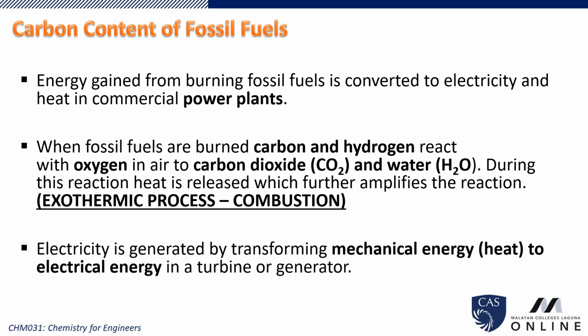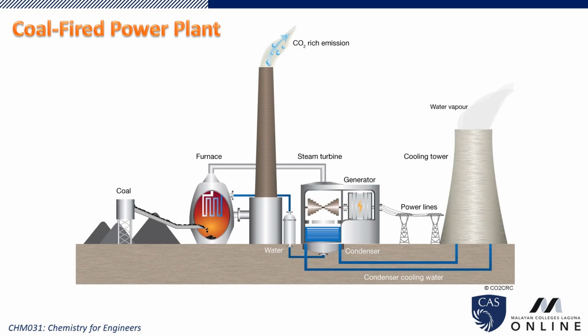Electricity is generated by transforming mechanical energy into electrical energy using a turbine or generator. So the process is chemical energy going to thermal energy, going to mechanical energy, going to electrical energy. Now let's discuss the coal-fired power plant. Coal is burned to generate heat, which produces steam, which drives the turbines connected to the generators. This is one of the most common methods of large-scale electricity production.